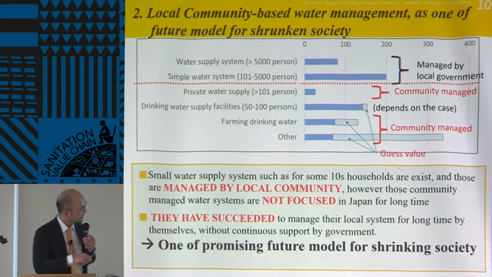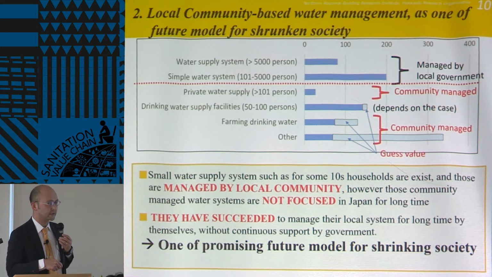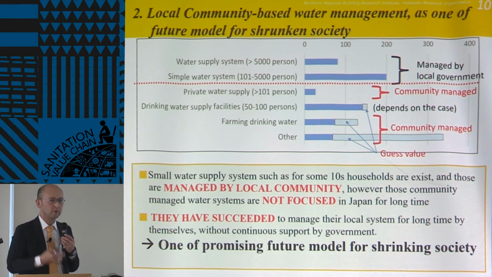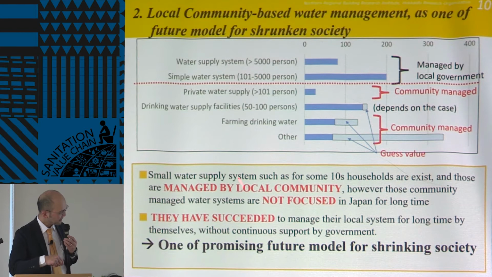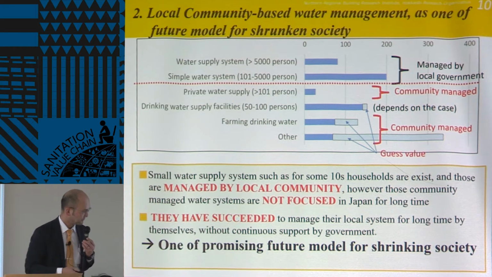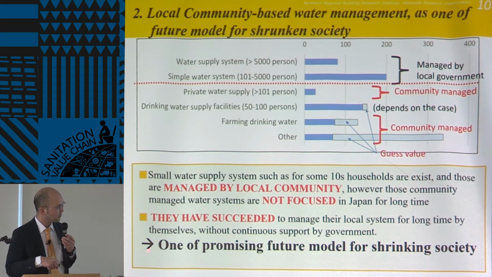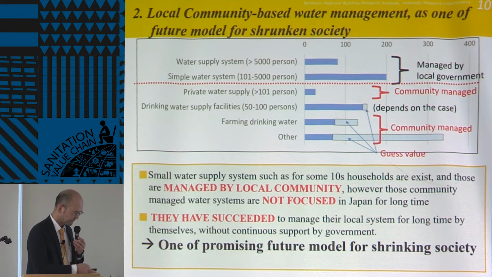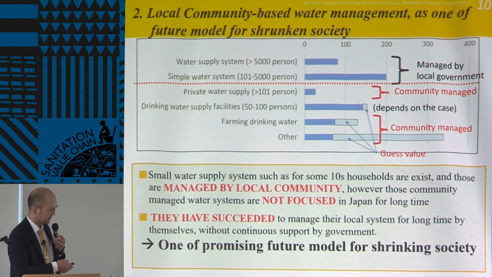In Japan, usually we consider the water system, this part, the water supply system and the simple water system. But historically, we have many small community-managed water systems. But these have been ignored for a long time. But we consider that these water systems have in fact succeeded in managing their local water system by themselves for a long time. So we consider that this small water system can be one of the promising future models for a shrinking society. But so far, we have no information about this kind of small water system.